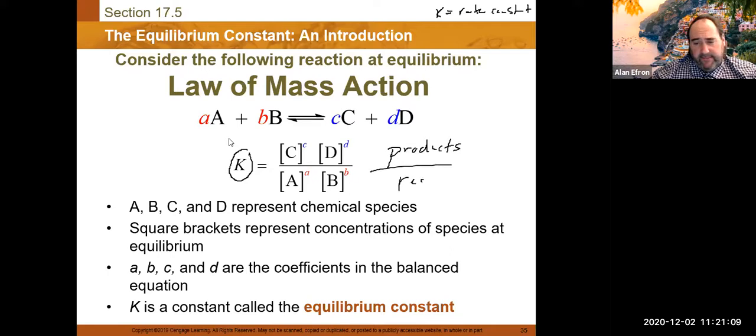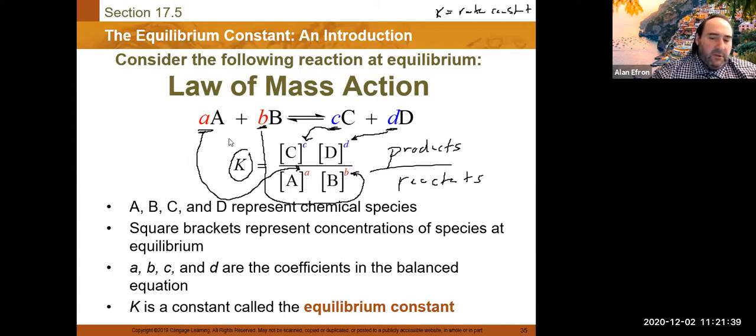It's a relationship of basically our products over our reactants. So if we have this generic equation of A plus B goes to C plus D, we could write the equilibrium expression as the concentration of C, and we take our coefficients, they become our exponents, to the c, our concentration of D to the d, divided by the concentration of A to the a. Again, coefficients become our exponents, and B to the b here. So this ratio gives us a constant value, and it is a constant value for a reaction.